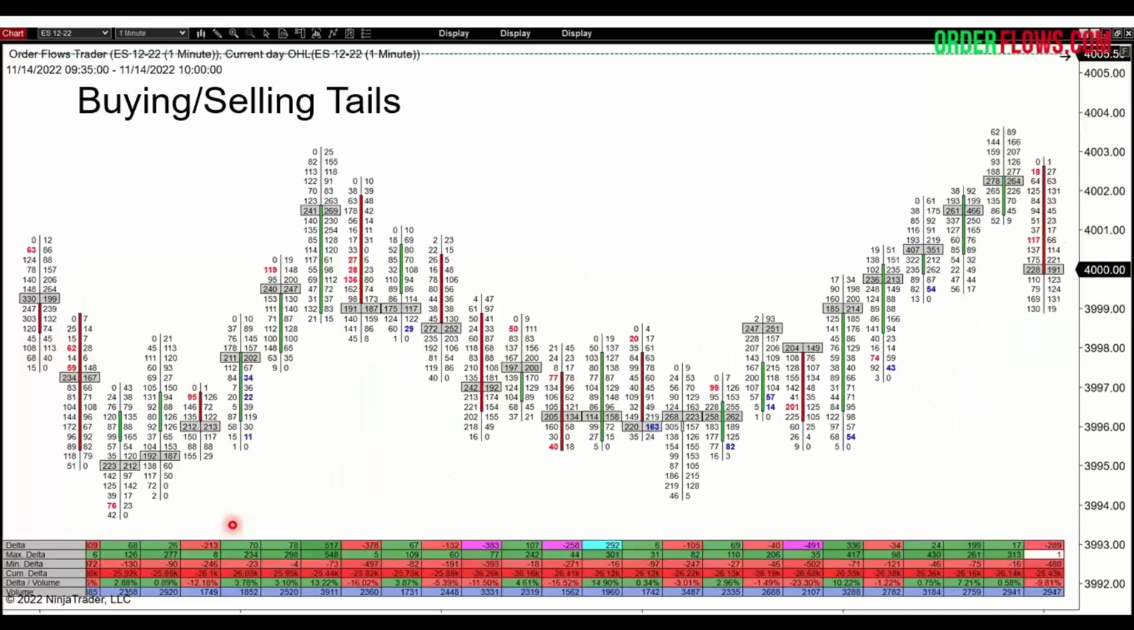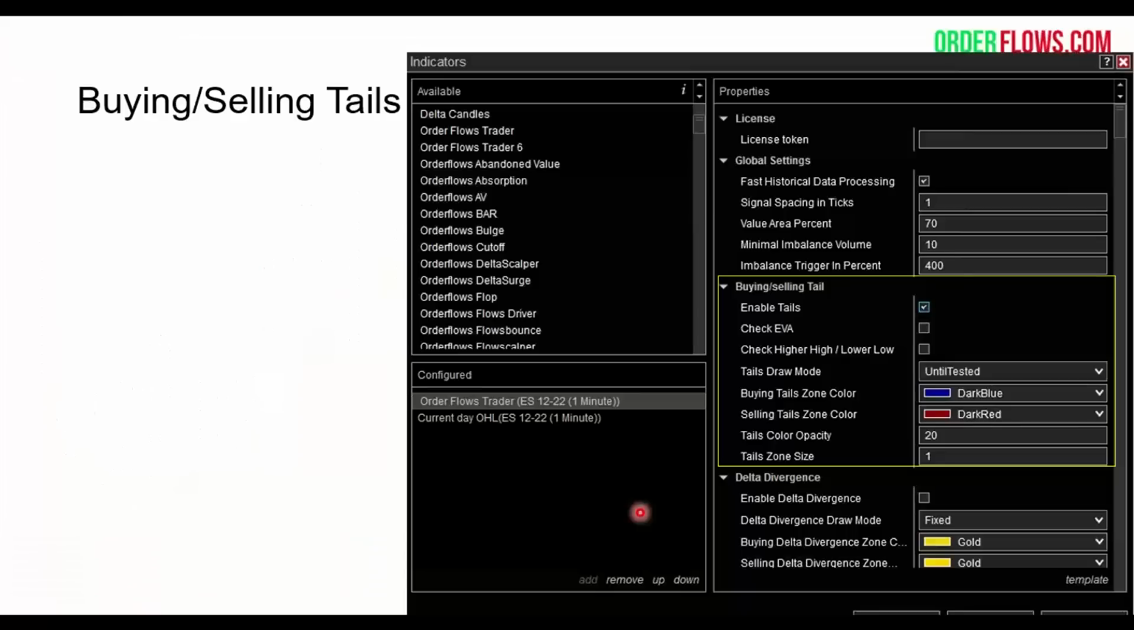are traders trapped or not? And if you're looking at a normal footprint chart, you've got to know exactly what to look for, right? There's a lot of information on here, and you might miss it. Now, if you have software, the Orderflows Trader, it allows you to highlight buying and selling tails.